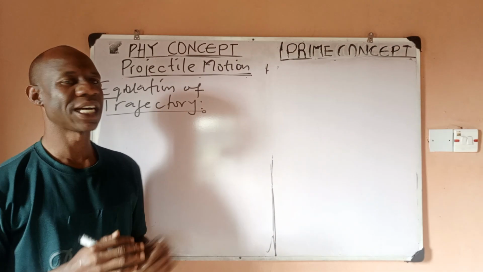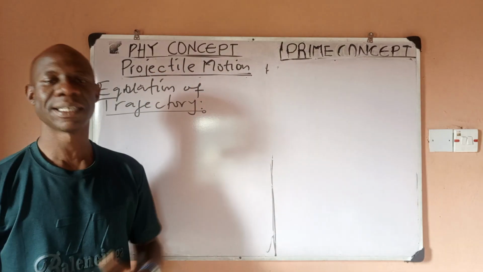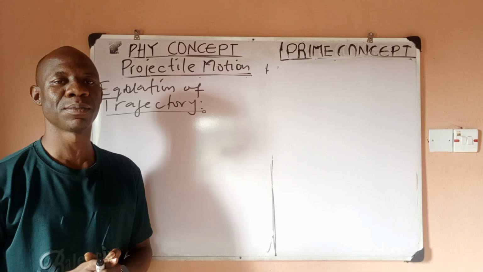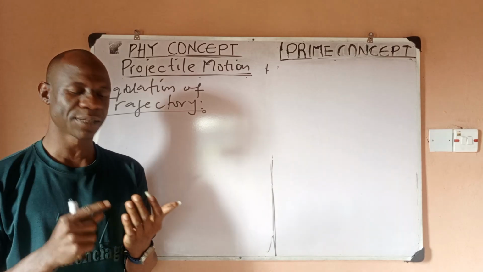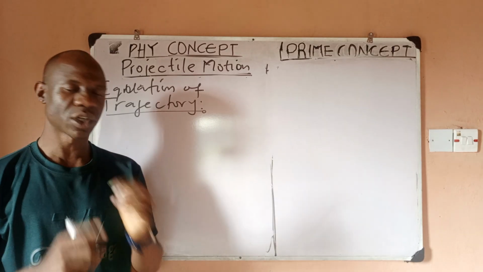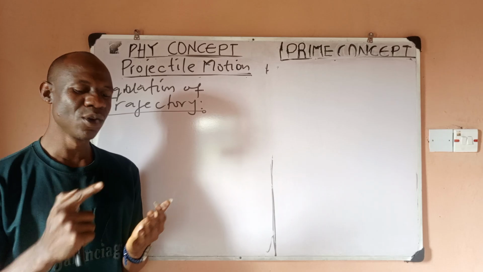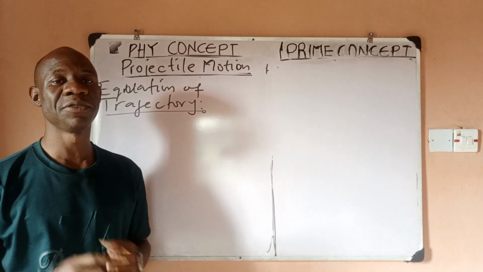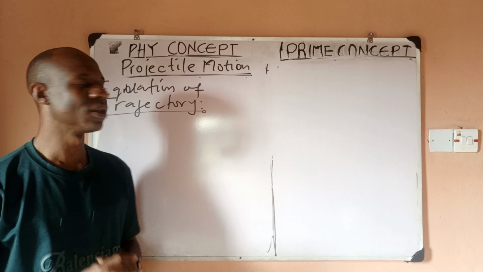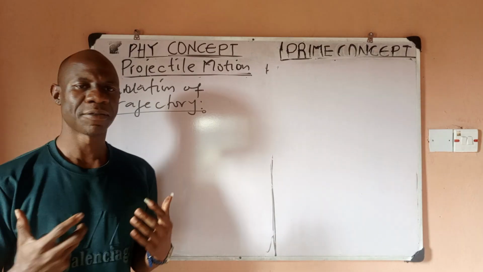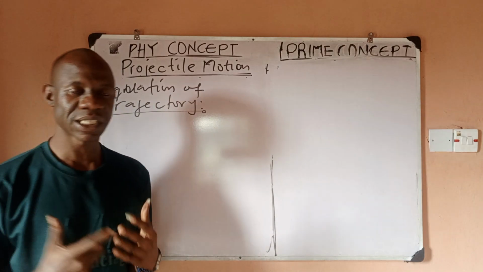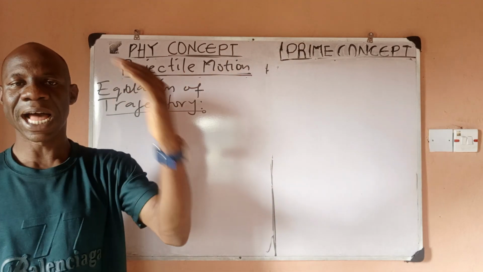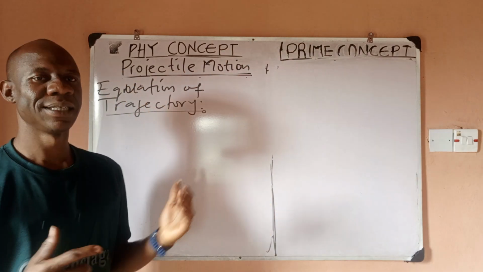We are still looking at our concept of projectile motion. In our first video, the introduction to projectile motion, we established that projectile motion is the motion of an object that follows a parabolic path, and it is a motion under the influence of gravity alone. Now, since we have concluded that projectile motion follows a parabolic path, how do we verify this claim?